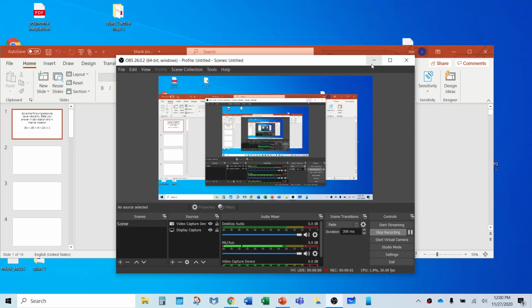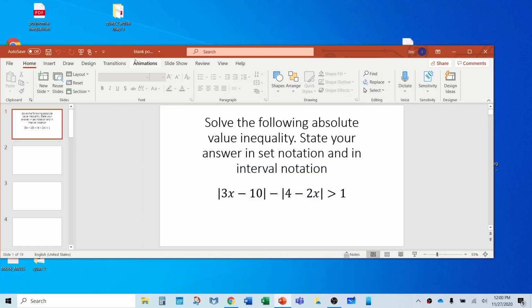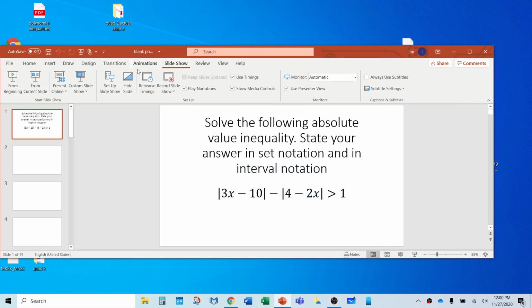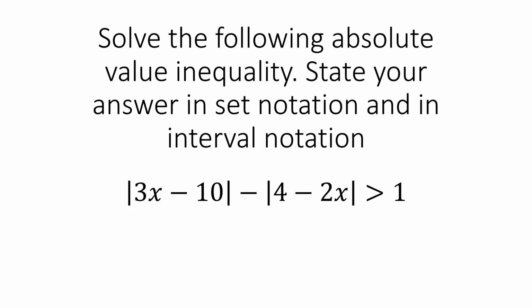In this video, we're going to solve the absolute value inequality: the absolute value of 3x minus 10, minus the absolute value of 4 minus 2x, is greater than 1. All right, so first thing, let's rewrite that inequality.